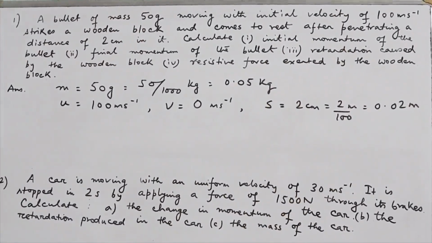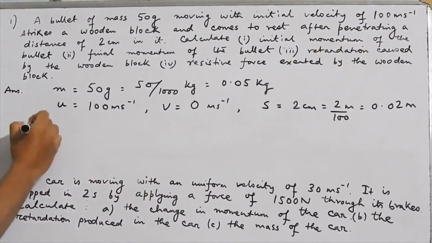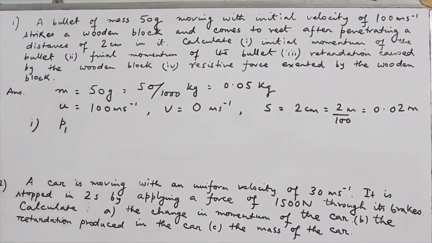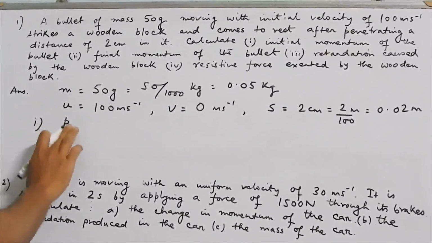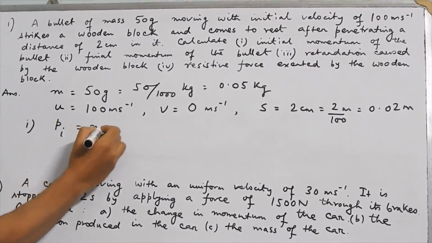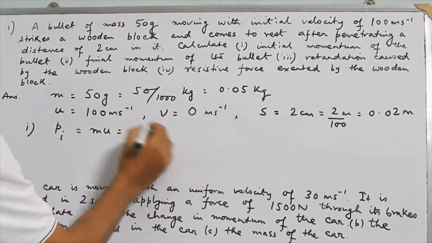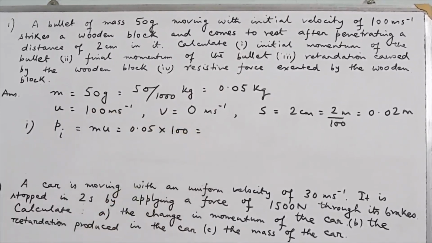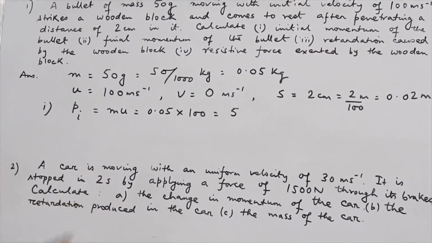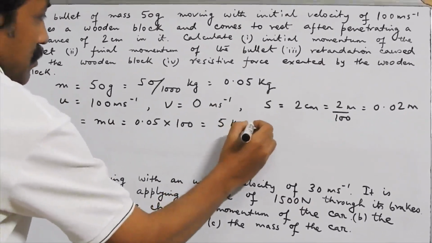Now you have to calculate the initial momentum of the bullet. So the initial momentum, let me call it as Pi, momentum we denote by P, which is equal to mass into initial velocity, that is mu, that is 0.05 into 100, which means it is 5. What will be the unit? The unit of momentum is kg meter per second, because mass is kg and velocity is meter per second.